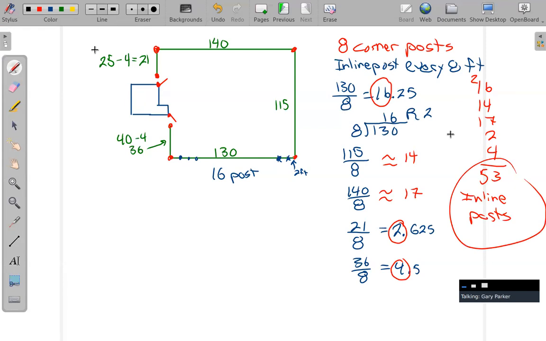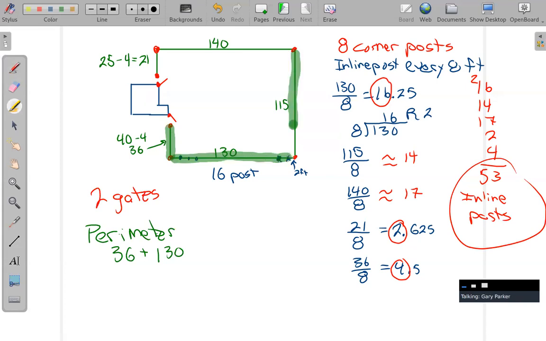Okay, so we got the corner post, we know the inline post, we're gonna have 2 gates. And then for the perimeter of the fence, so let's highlight as we go. Let's start maybe here. So we got that length right there, which is 36 feet. And then we're going to have 130 feet. And then the 115 feet. And then the 140 at the top. And then the 21. And then we don't put fence up against the house, so that should be it. So we've got 36, 130, 115, 140, and 21.